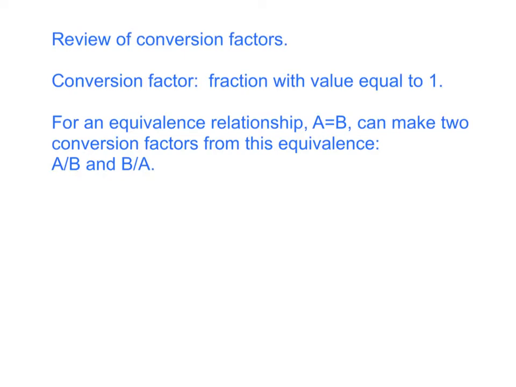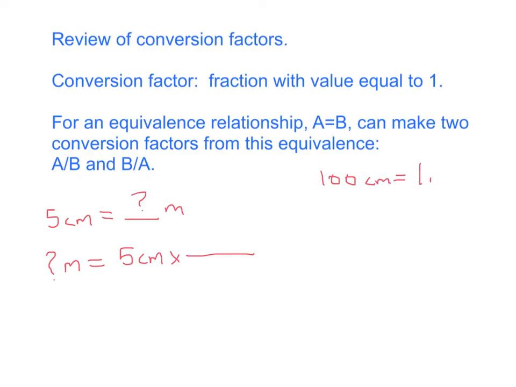So let's do a quick conversion using the fence post method. Let's say we want to go from 5 centimeters to plain old meters. Equals some number of meters. So we're going to say how many meters are in 5 centimeters. Now, the equivalence relationship we're drawing on here is the fact that 100 centimeters equals 1 meter. So from that we can build two conversion factors.